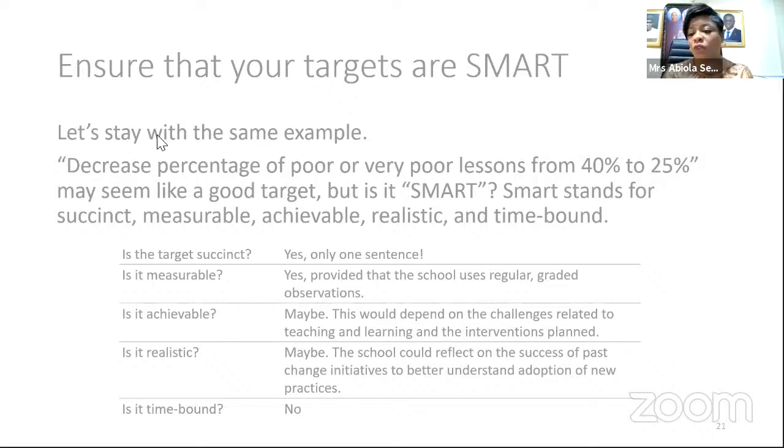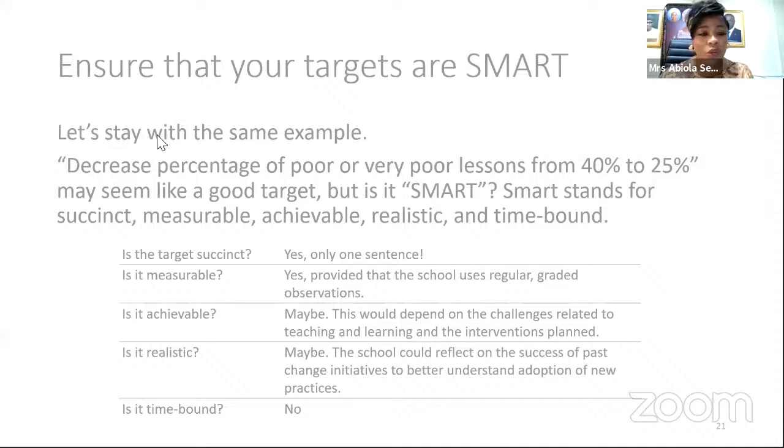Before we move on to the next slide, I want someone, in the chat box, to attempt to create a SMART goal. So we know that this target has the S and the M. The other 3 need work. So how can this SMART goal be achievable? How can it be more realistic? And how can it be time bound? I'm going to give you 2 minutes.